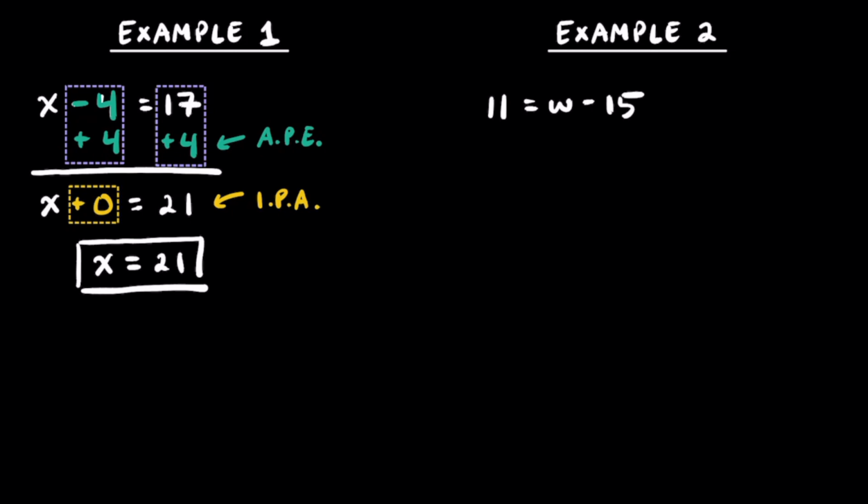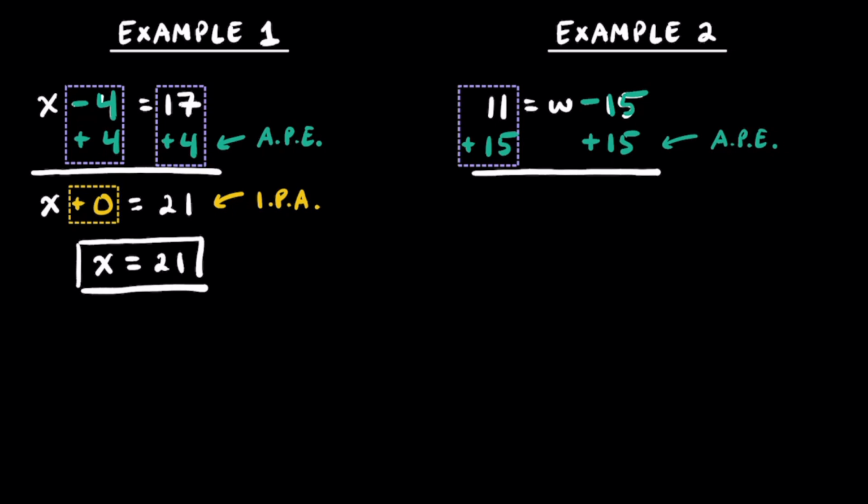For example 2, we have the equation 11 is equal to w minus 15. And to solve for w, notice how we have this minus 15 that's on the same side to the right of the equation. And to get rid of it so we have w alone and have it solved for, we're going to go ahead and add the opposite, which is going to be adding 15 to both sides. By adding 15, which is the opposite of minus 15, we're going to be able to get 0. We can add 15 to both sides of the equation because we're using the addition property of equality.